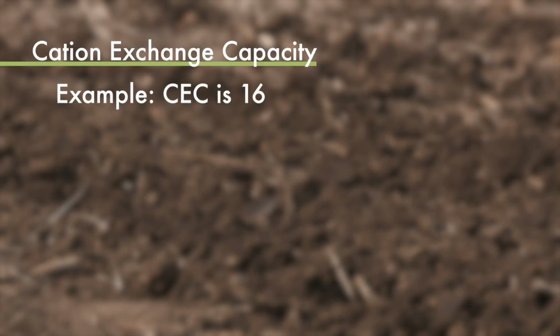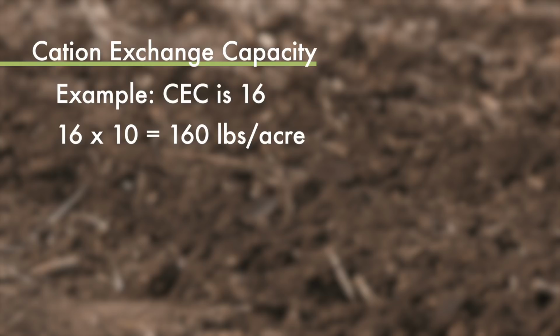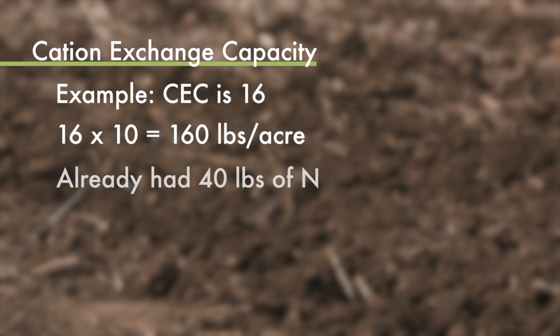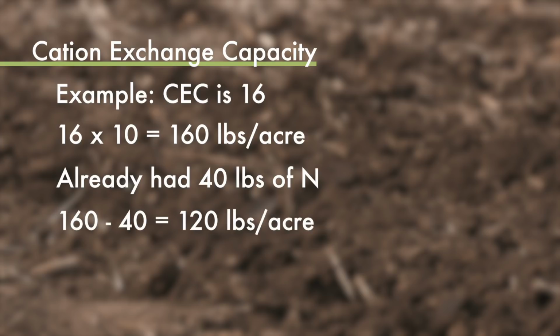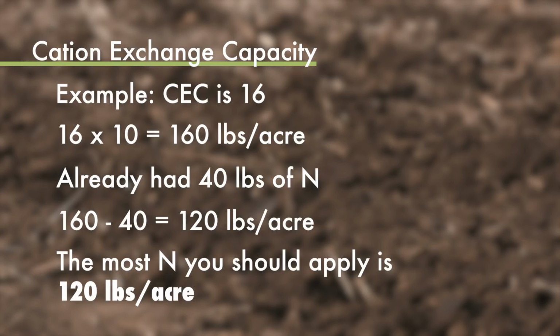Okay? So let's just say, for example, your cation exchange capacity is 16. Well, 16 times 10 is 160. Let's say you're going for 250 bushel corn and you want to put 250 pounds of nitrogen out there. Can you do it in one shot? Not a chance. Okay, no way your soil is going to hold all that. So what we would suggest is look at how much nitrogen's already in your soil, subtract that off of your 160 number. Let's say you had 40 already sitting in the soil. Subtract that off 160, that leaves 120. The most you should apply to your soil is 120 pounds. That's it. Okay, and even that is probably pushing it a little bit.